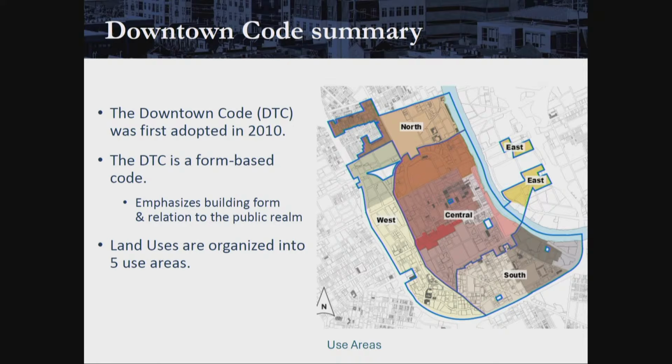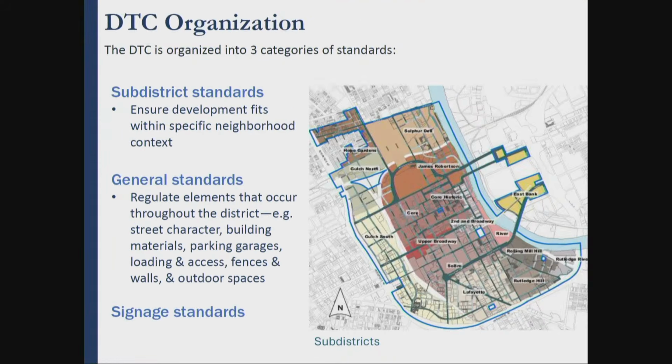And what that means is that it emphasizes the building form, where a building sits on a lot, or the height, the massing, step backs, and the relationship of the building to the public realm. And so how a building interacts with sidewalks and the streets and all of those sorts of elements. The land uses, as allowed by the downtown code, are organized into five use areas. And so there are 5 areas that break down which uses are permitted throughout the downtown code.